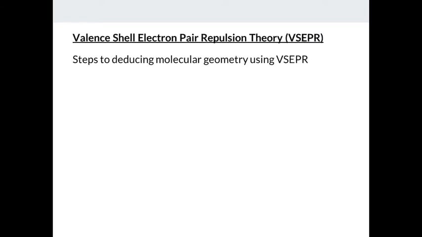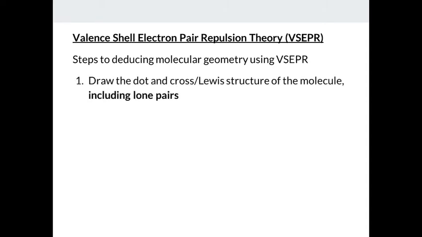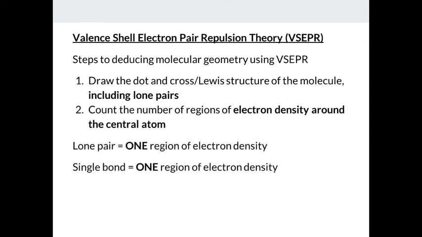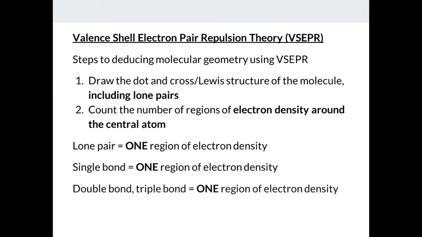So the steps to deducing molecular geometry using VSEPR are as follows. Firstly, draw the dot and cross Lewis structure of the molecule, including the lone pairs. Count the number of regions of electron density around the central atom. Note that a lone pair is one region of electron density. A single bond is also one region of electron density. A double bond, a triple bond, they are all one region of electron density, because the double bond and the triple bond are all pointing in one direction in space. So the pi bond and the sigma bond of the double bond are pointing in the same direction of space. That's why we consider it as acting as one region of electron density.